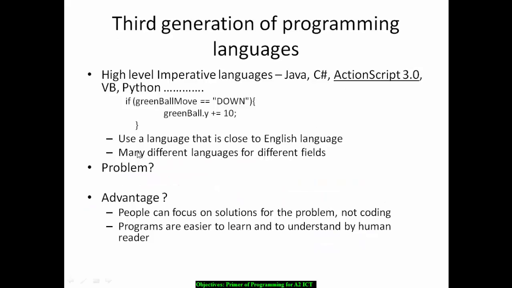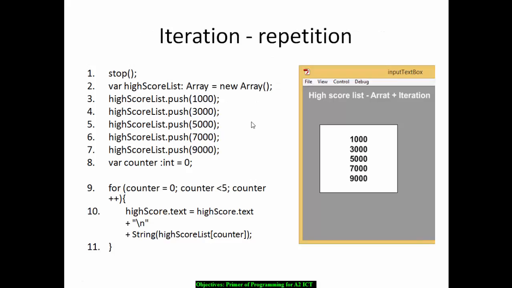That's the if statement. If the green ball is down, then you move it by 10. For the moment, skip the top part. That's using an array to store high scores in the game. If you focus on this one, from the word for to this curly brace, that is a for statement, a for loop.